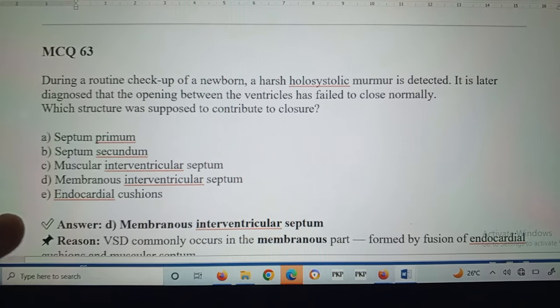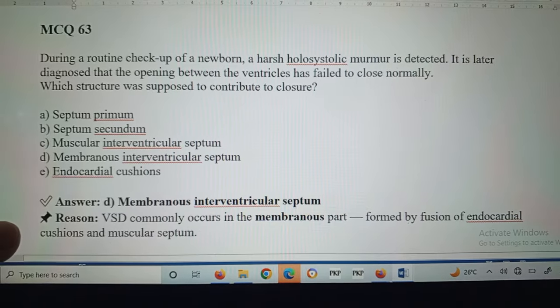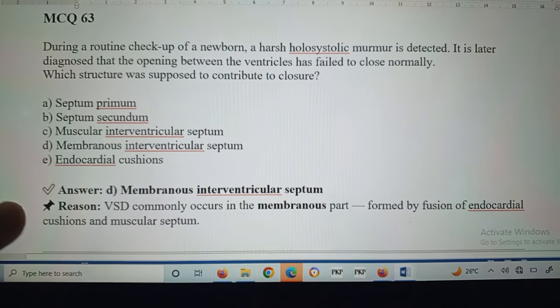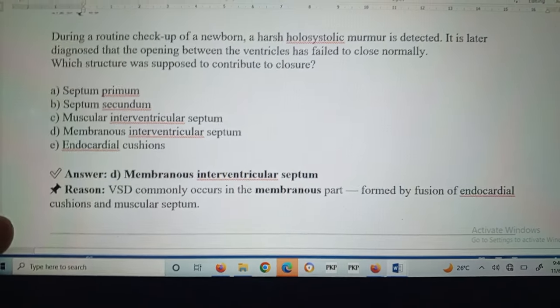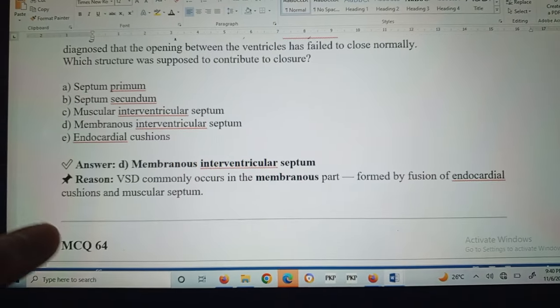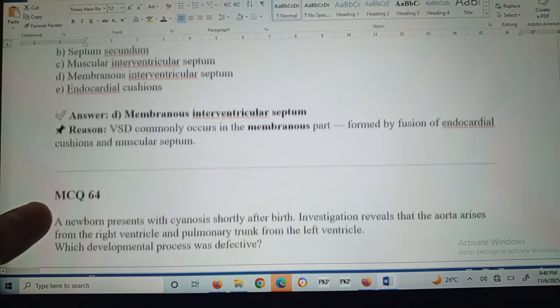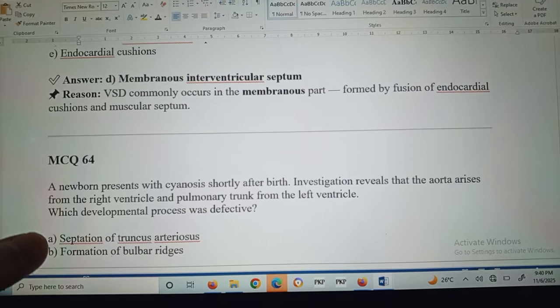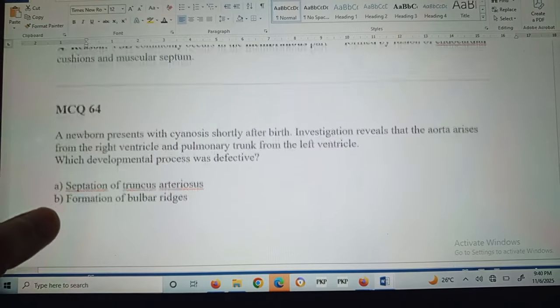During a routine checkup of a newborn, a systolic heart murmur is detected. It is later diagnosed that the opening between the ventricles has failed to close normally. Which structure was supposed to contribute to closure? Membranous interventricular septum. VSD commonly occurs in the membranous part, formed by the fusion of endocardial cushion and muscular septum.